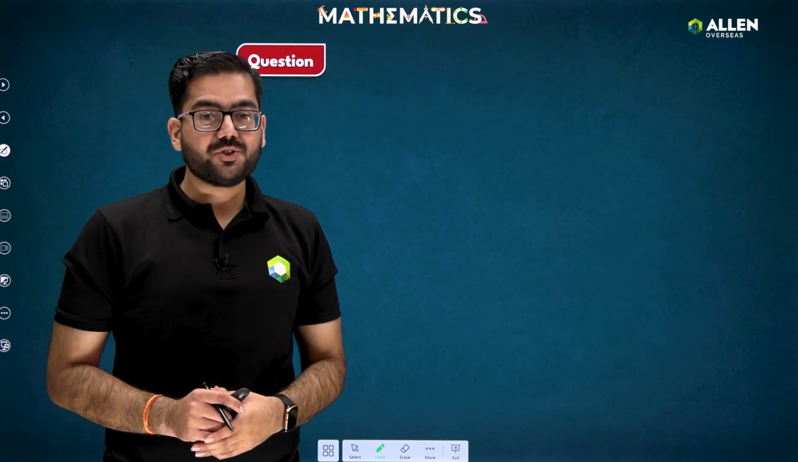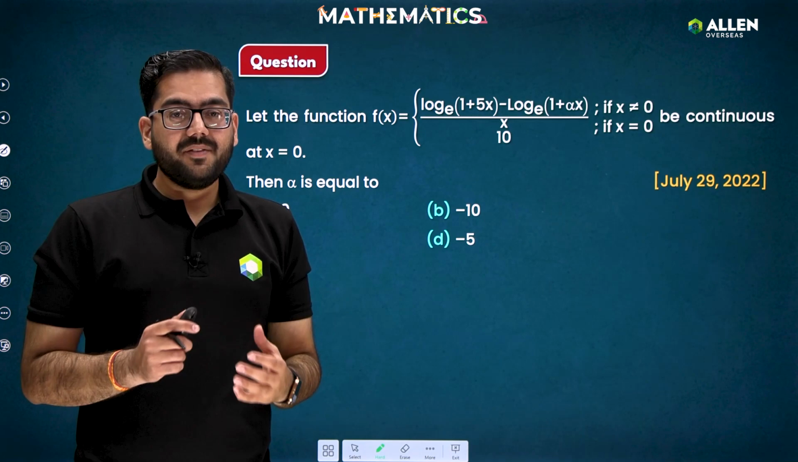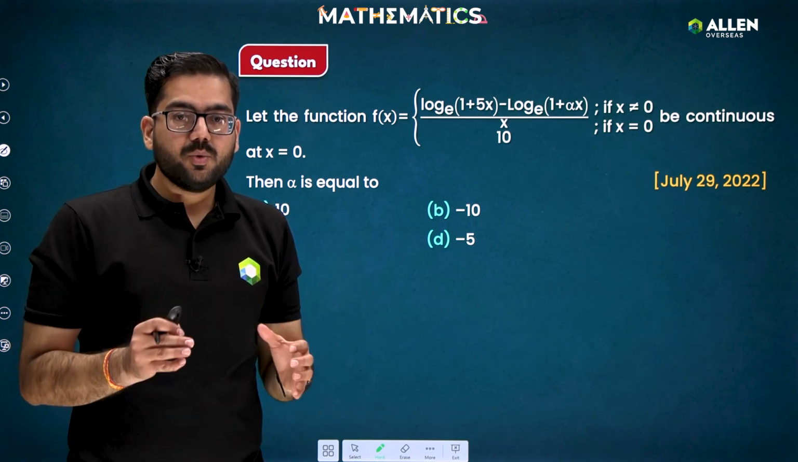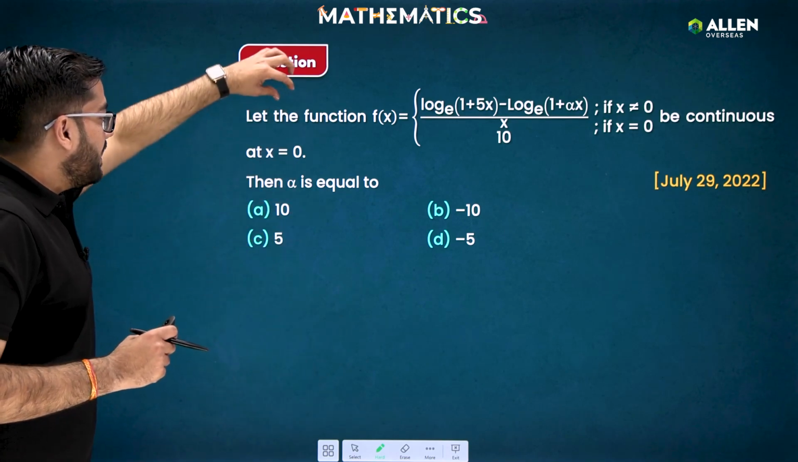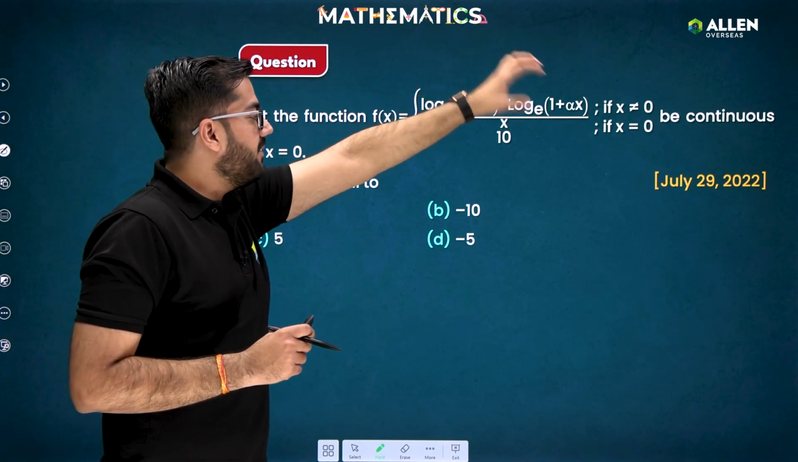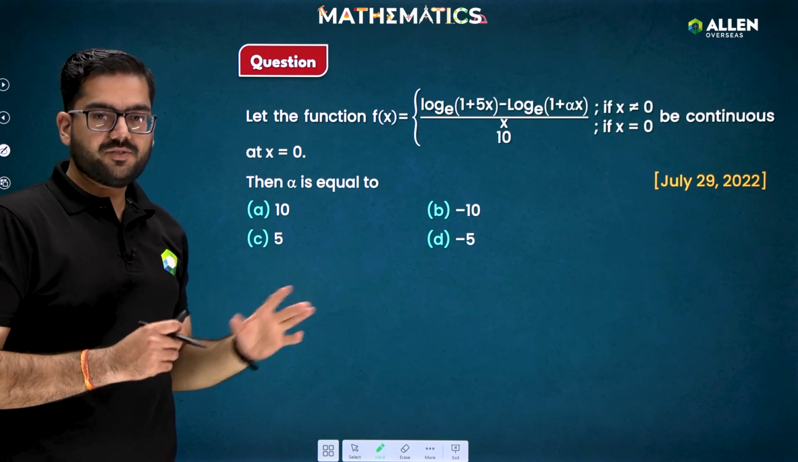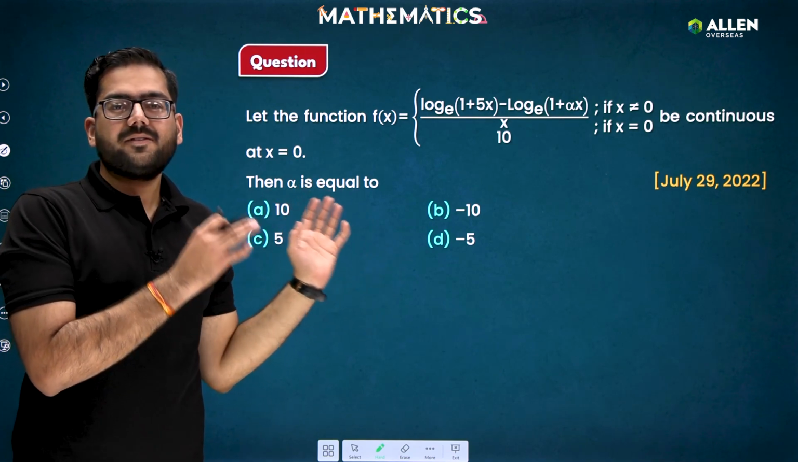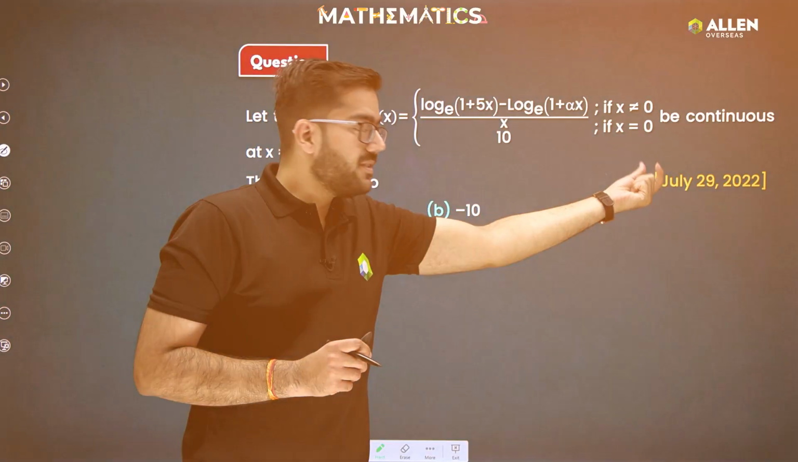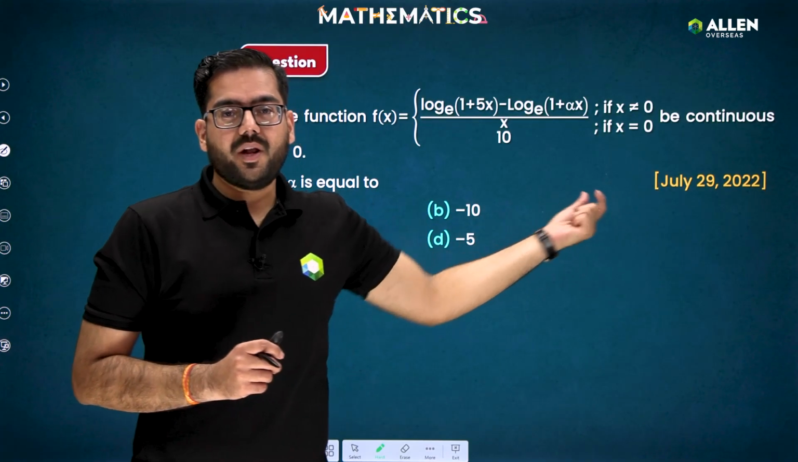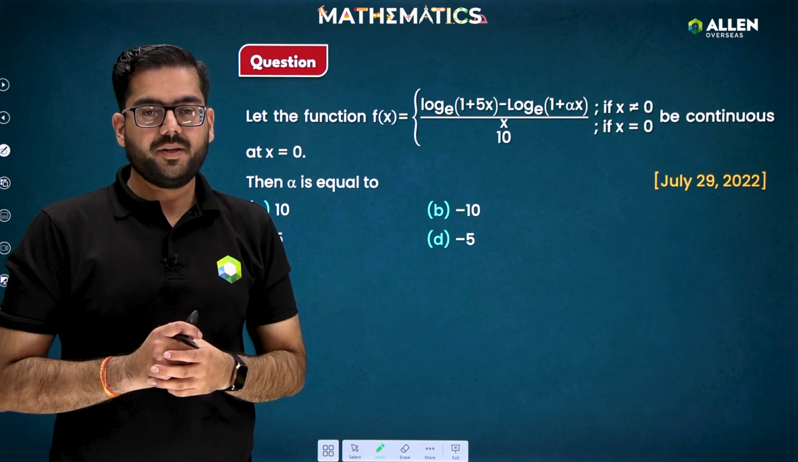So now we have a question from the previous year and we can easily apply this. The first question for today is: let the function be this, continuous at x equal to 0. It is given that this function is continuous at x equal to 0, and we need to find the value of alpha. This is from the 2022 July attempt, right?